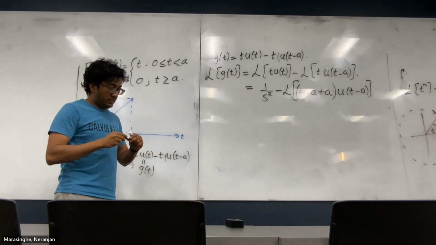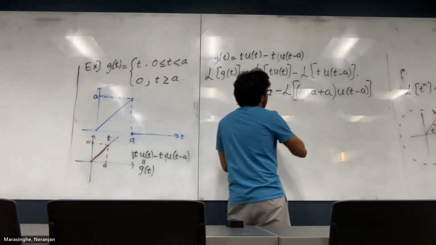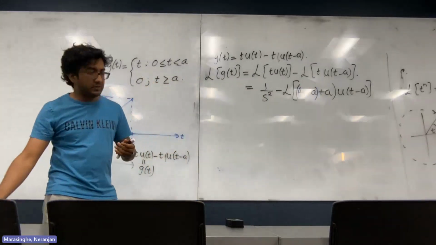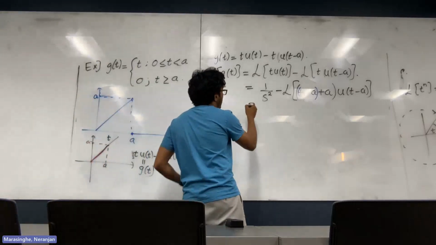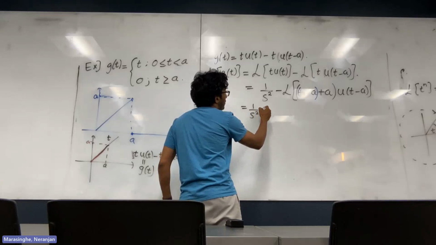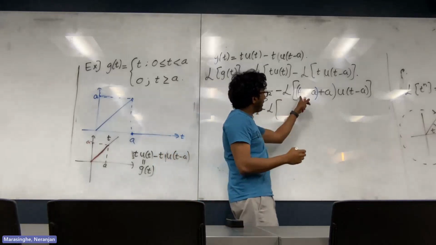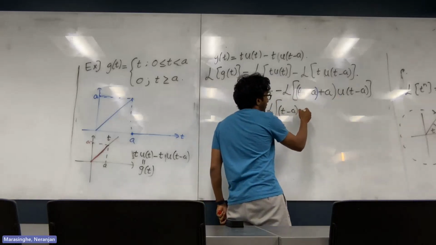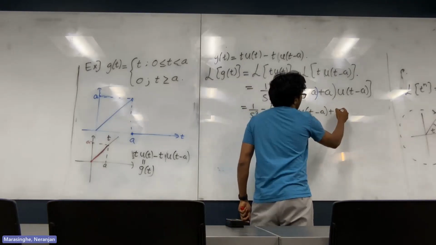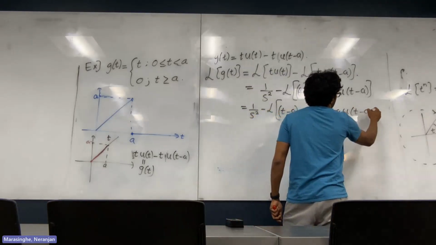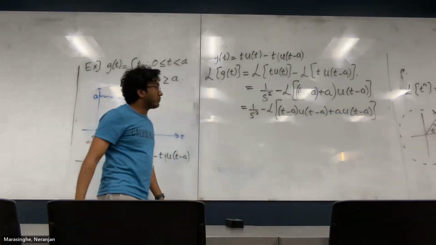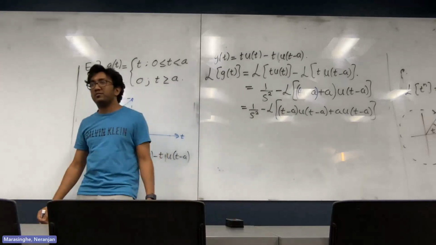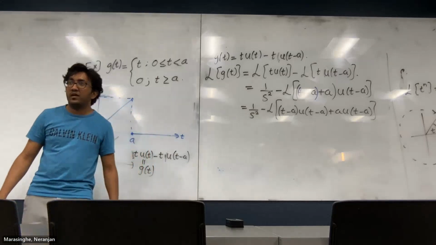Then I would distribute this. I would put a bracket around this t minus a, then I can decompose this. Now 1 divided by s to the power 2 minus Laplace of t minus a times ut minus a plus a times ut minus a. Any questions so far?